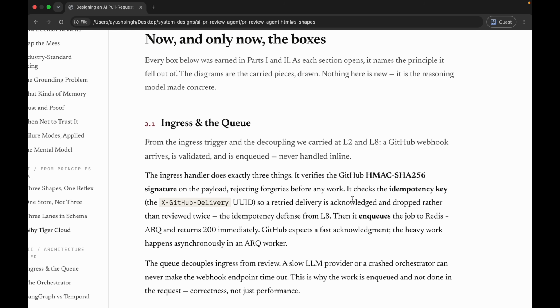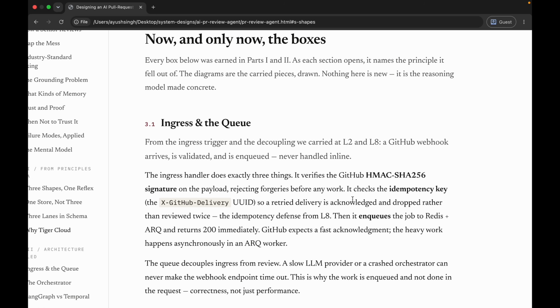So first of all, we want to verify that that particular thing is coming from GitHub. So we will take the signature on the payload, and we will reject anyone who is trying to forge it before any work. And by the way, this is one of the security measures where we are ensuring that whatever is coming in is coming from GitHub itself and nobody is exploiting our system.